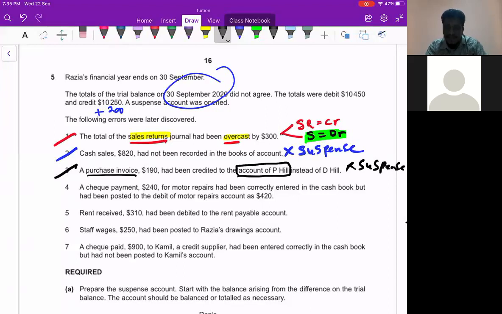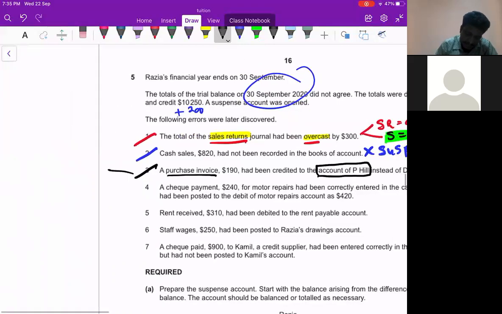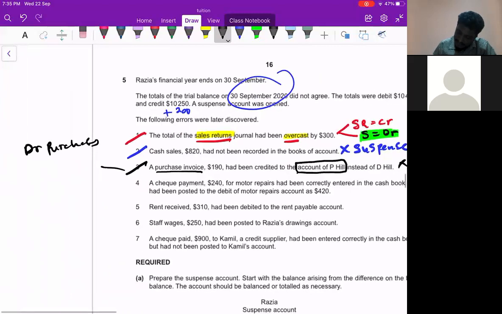If you don't understand, please tell me, I'll explain. What happened here is you debit the purchasers. You're supposed to credit D Hill, but you mistakenly credit P Hill. So one debit, one credit. In total, the trial balance will be balanced, but the wrong account only. So there's no suspense account.